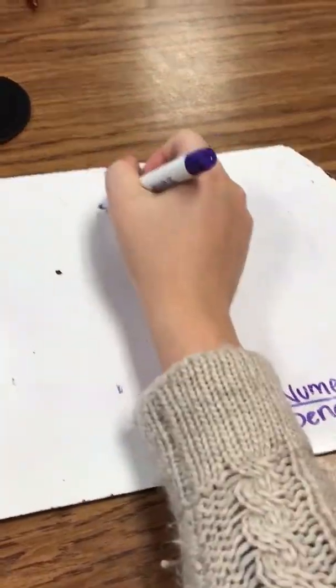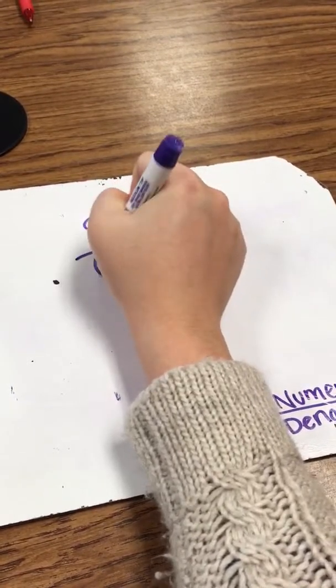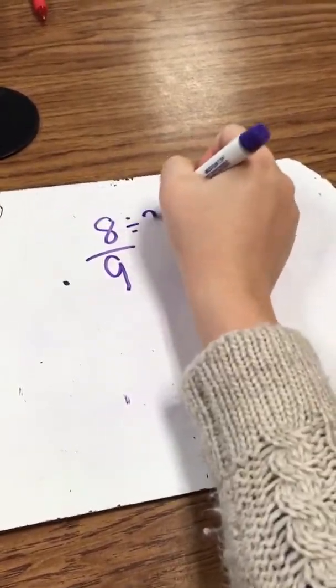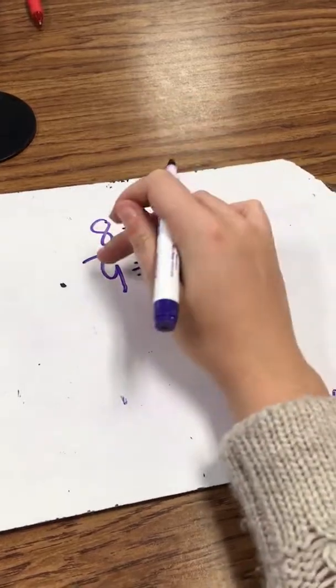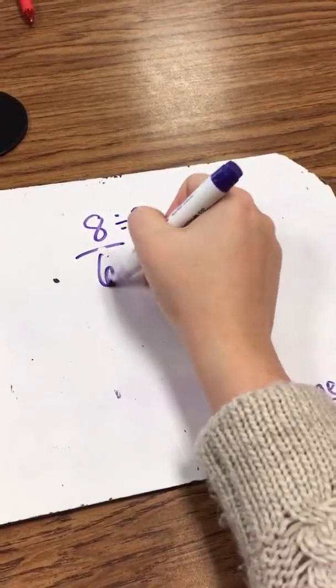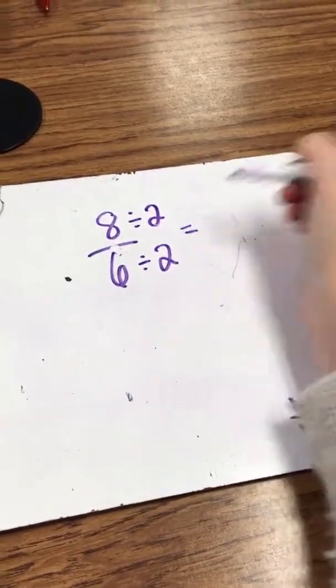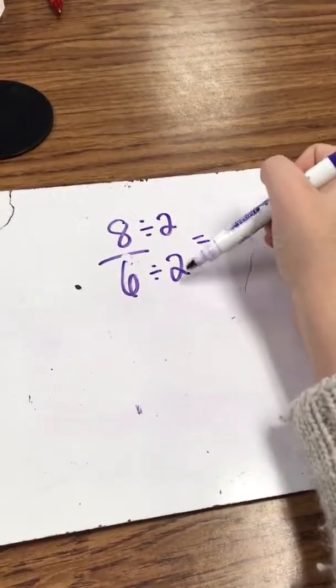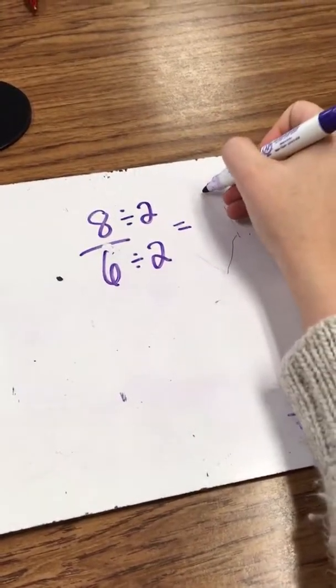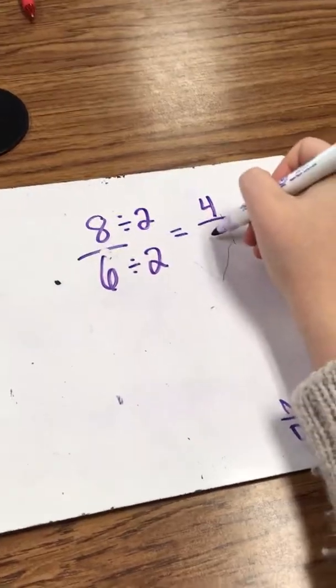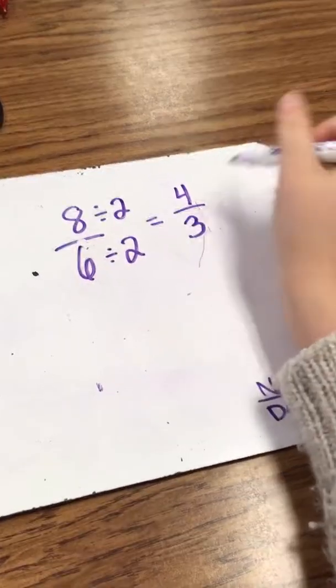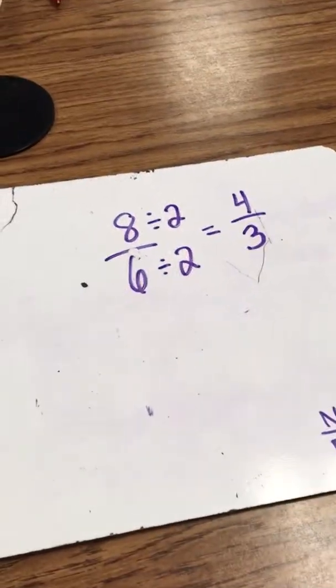I can also go backwards. If I want to do 8/12, I could divide my top and bottom by 2. As long as I divide my numerator and my denominator by the same number, my fraction will be equivalent as well. I will just have smaller numbers. 8/6 is the same as 4/3.